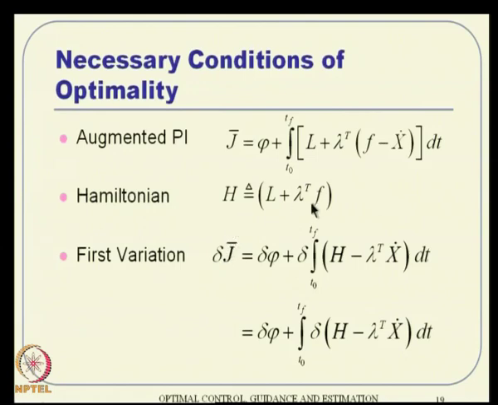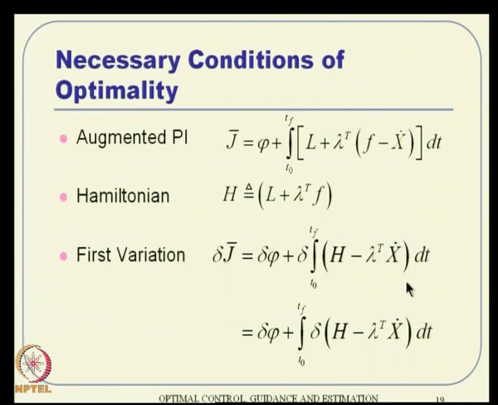Then directly define the Hamiltonian like that. The Hamiltonian is the same Hamiltonian we discussed, L plus lambda transpose f again. Now we are interested not in applying the EL equation, but we will consider the first variation of J bar directly. When you do the first variation, J bar is nothing but the first variation of phi plus the first variation of this integral.